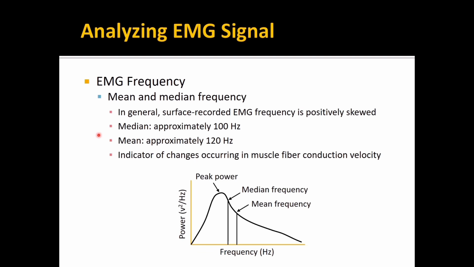The second one is identifying the mean and median frequency. Power spectrum is often used to describe the EMG frequency characteristics. In general, surface recorded EMG frequency is positively skewed, as you can see here. The median frequency is approximately 100 Hz, and mean frequency is approximately 112 Hz. And this is an indicator of changes occurring in muscle fiber conduction velocity.